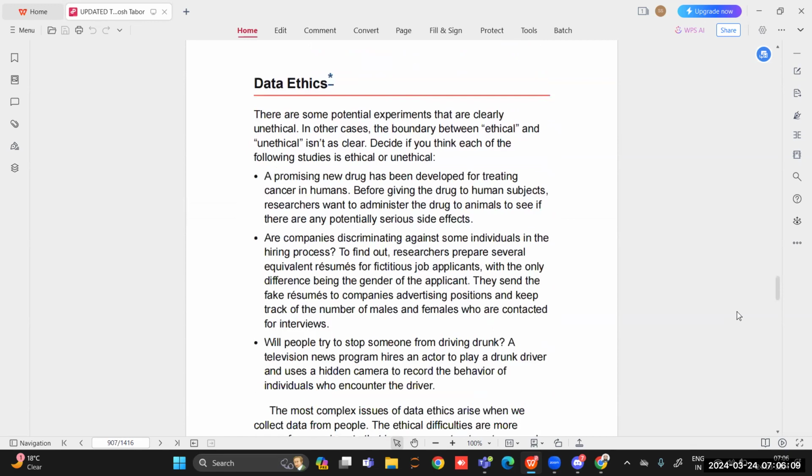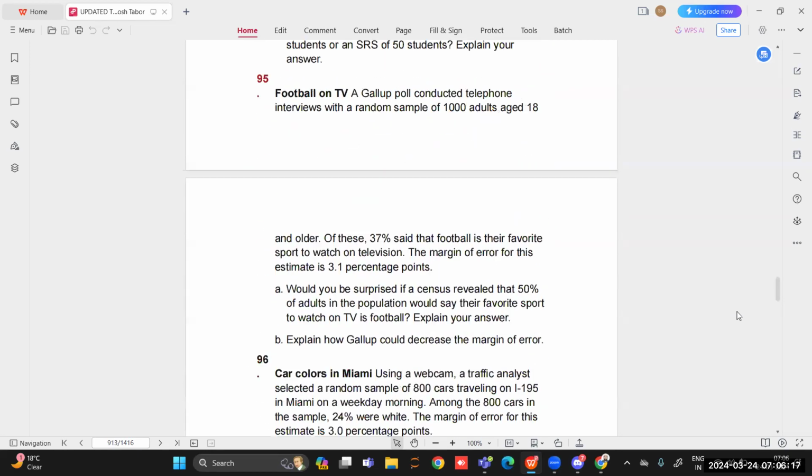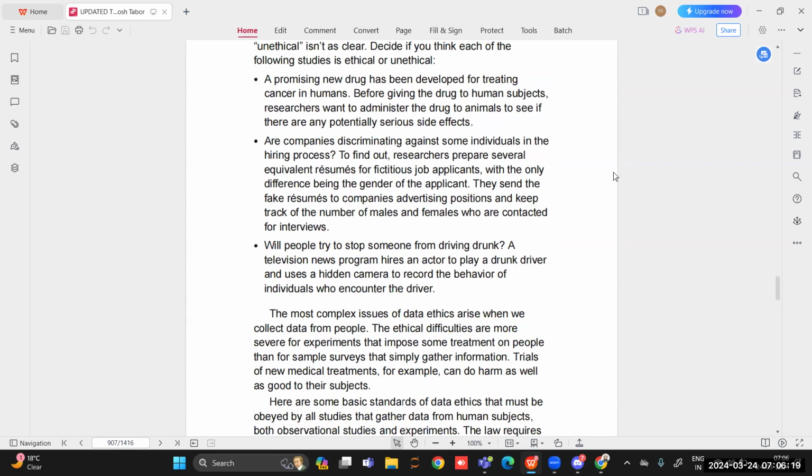Is it clear, Zaid? Yeah. Data ethics, inshallah, we'll do it tomorrow and finish off this chapter and see some of the sums, and then move on to the next chapter. Is it clear? Okay.